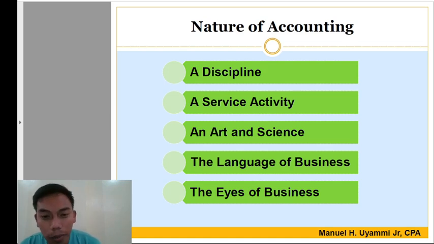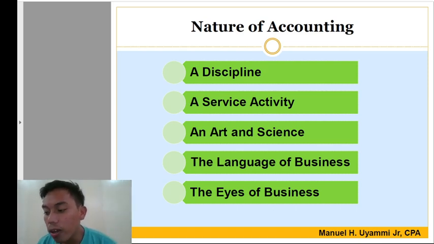Bakit siya language of business? So, for example, we have a business. Paano mo malalaman kung anong nangyayari doon sa business natin? Paano mo malalaman? It is only through accounting. So accounting, tinatawag na language of business because accounting quantifies business transactions, business events. It summarizes them into financial reports at itong financial reports ang gagamitin in making decisions about our business. Kaya po siya tinatawag na language of business.